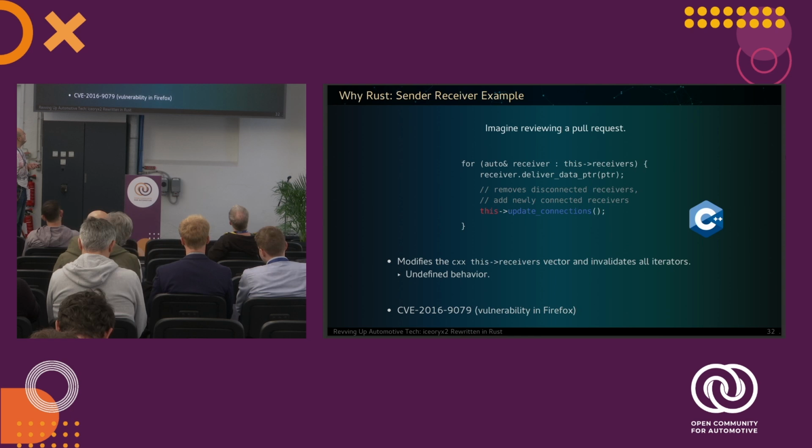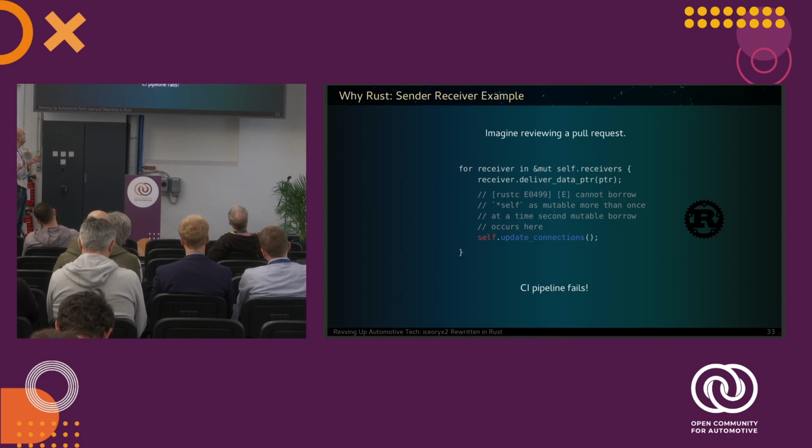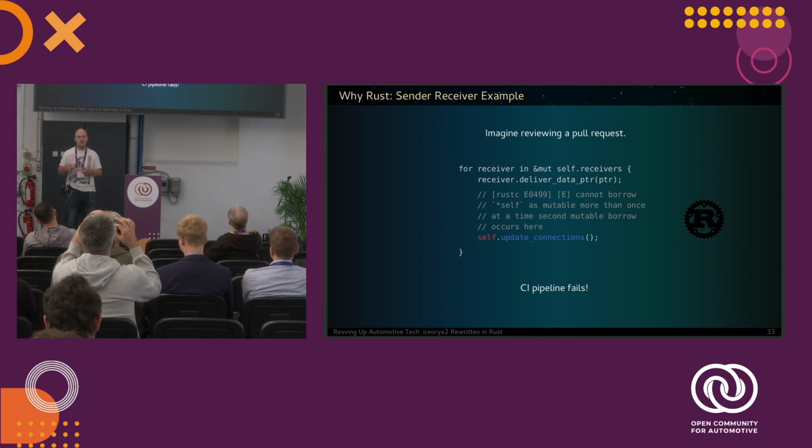But let's take a look at how Rust would handle the same thing. Again, we iterate over our receivers vector, we deliver the data, and then we want to call update connections. And then the Rust compiler says, oh no, you cannot do this, because Rust has strict borrowing rules. You can either have one mutable reference or arbitrarily many immutable references. You cannot have a mutable reference and an immutable reference at the same time.